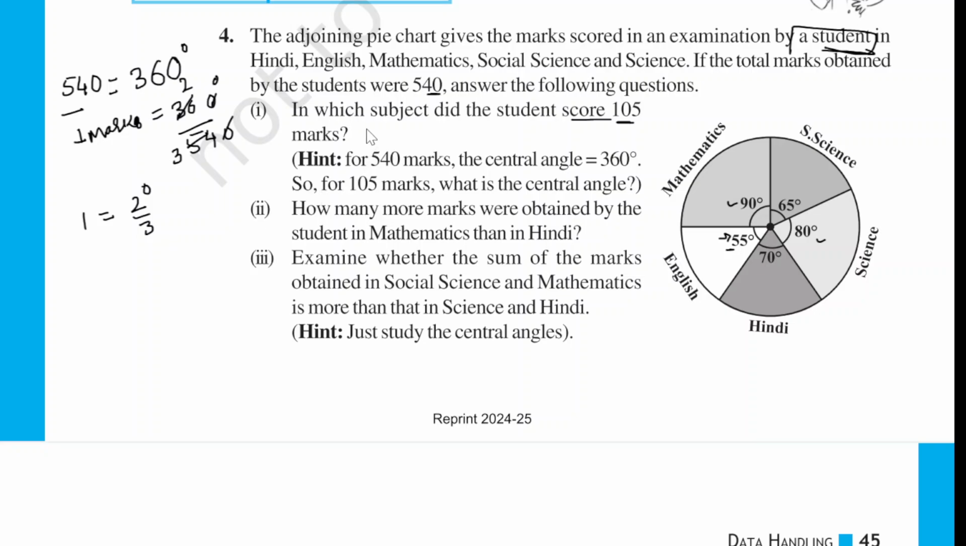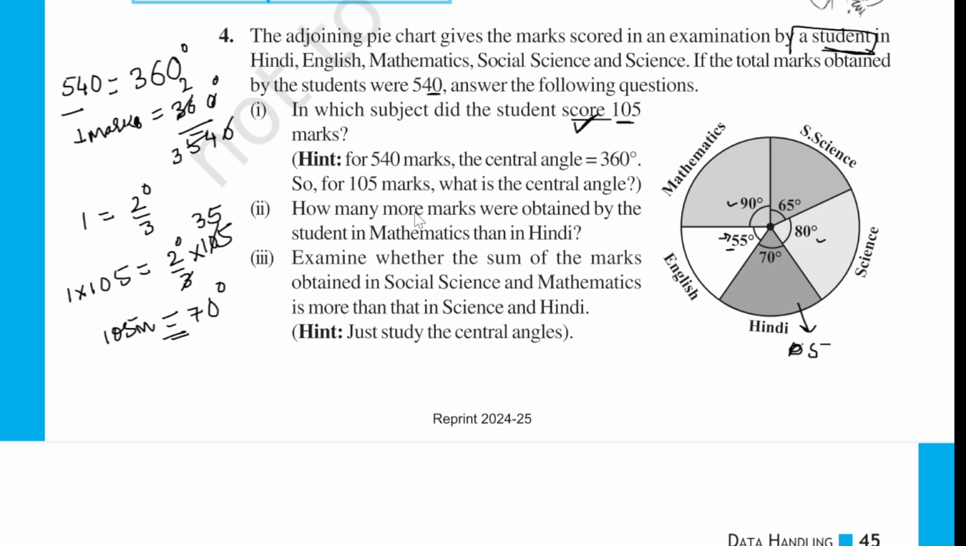We have to find in which subject he is scoring 105 marks. So the central angle for 105 marks will be 2 by 3 degree into 105. Three fives are 15, so it is 70 degrees. So if he is scoring 105 marks, the central angle should be 70. The central angle 70 is for Hindi. So in Hindi he is scoring 105 marks.